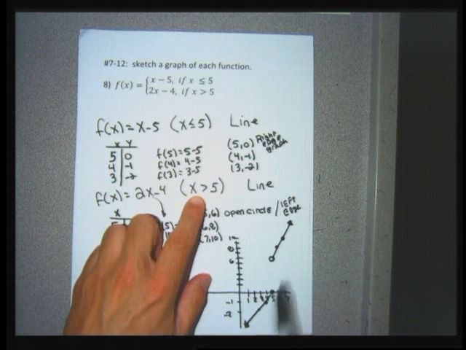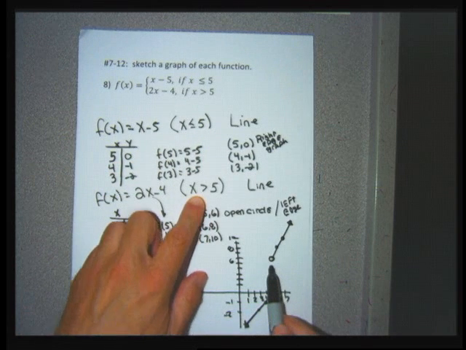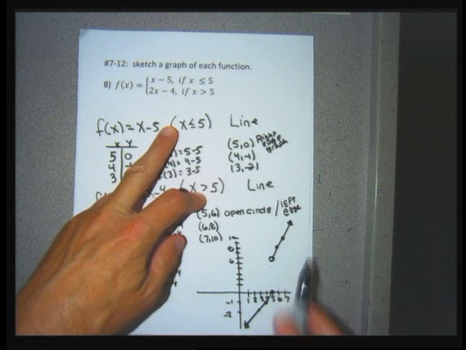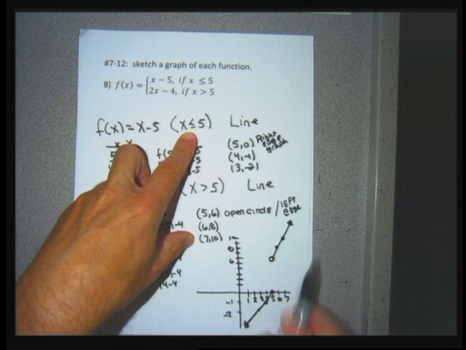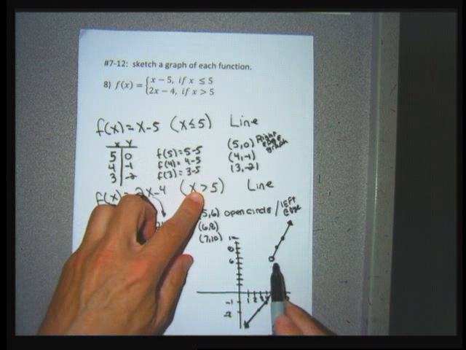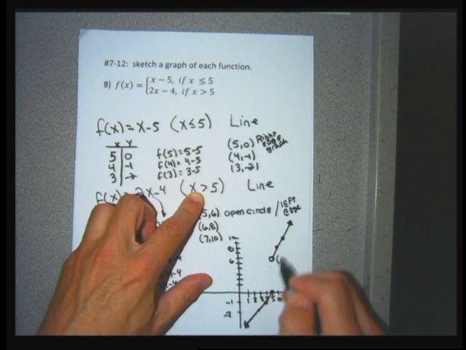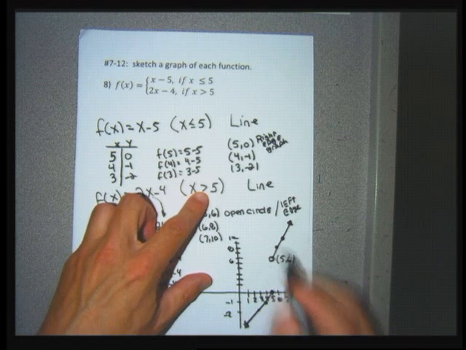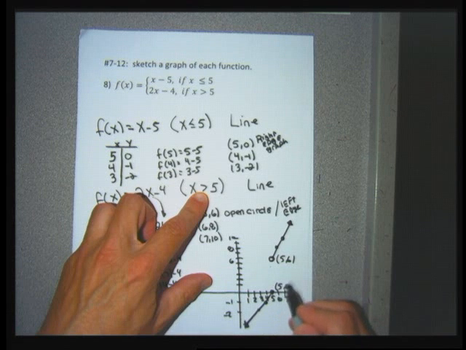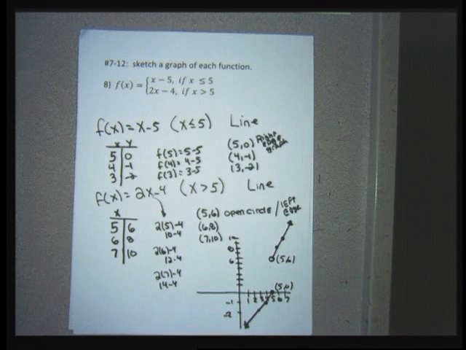My bottom piece started at x equal to 5. At x equal to 5, my top piece had a closed circle because of the "or equal to" at the 5. My bottom piece at the point 5, 6 had an open circle because that inequality didn't have an "or equal to." And that's the entire graph.